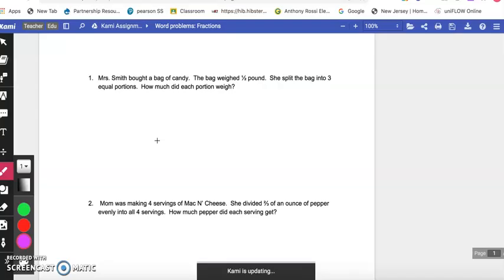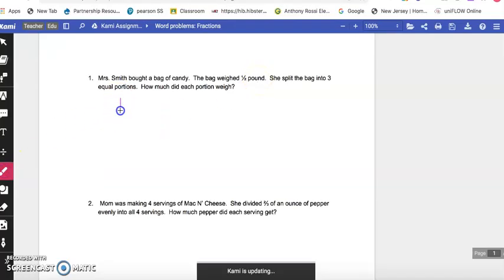So the first one is, I'll read it to you. It says, Mrs. Smith bought a bag of candy. The bag weighed half a pound. She split the bag into 3 equal portions. How much did each portion weigh? So we need to think, what is being split up? Are we splitting up the bags or are we splitting up the candy? Well, you should have realized we're splitting up the candy. So here we only have a half a pound of candy to be split.